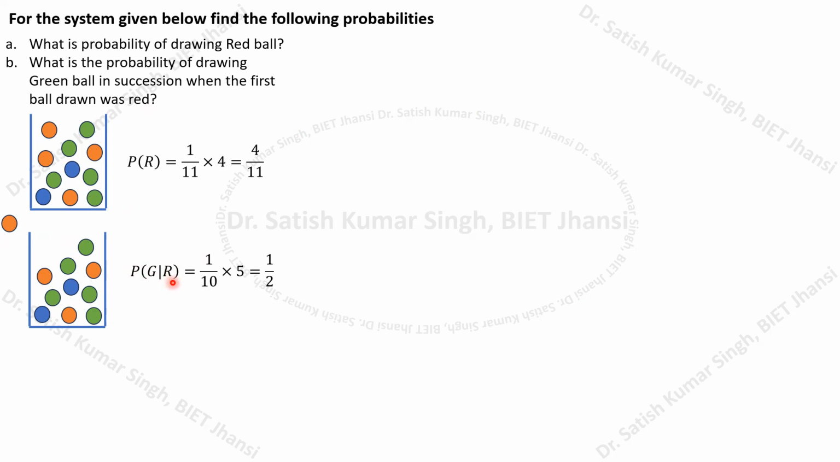So here we can see, what is the probability of getting the green ball? That depends on this particular system. How many balls are left now? It is 10 total outcomes. 10 total outcomes are possible. And how many green balls are there? 1, 2, 3, 4, 5. So it is 5 by 10. So the probability of getting the green ball in succession when in the first step the red ball was already drawn is equal to 1 by 2.